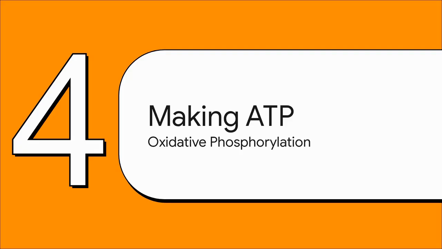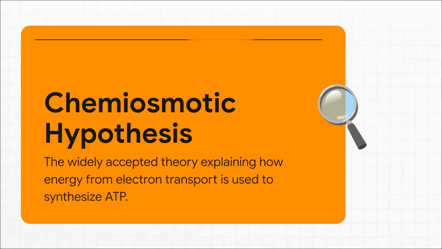All right, so we've got this flow of electrons, and it's releasing energy. But how does that energy actually get used to make ATP? Well, that is the process of oxidative phosphorylation. It's the grand finale, where the oxidation part, the electron transport, is finally coupled to the phosphorylation part, making ATP. And the explanation for how this works is called the chemiosmotic hypothesis. Peter Mitchell came up with this, and it's such a beautiful and elegant concept it won him the Nobel Prize.